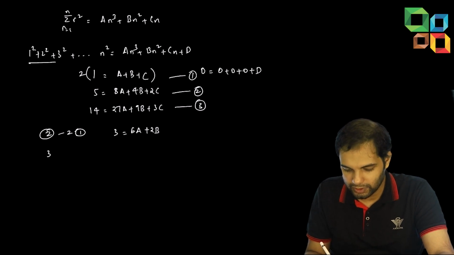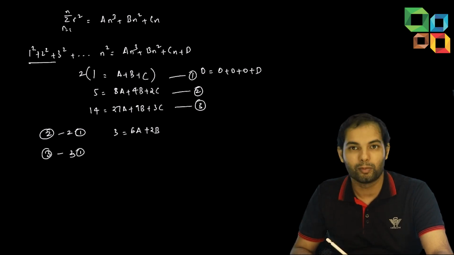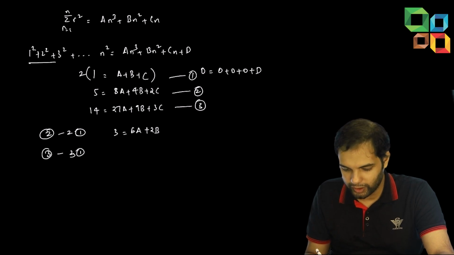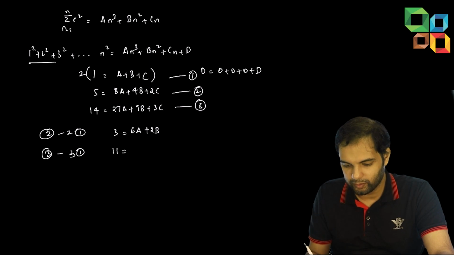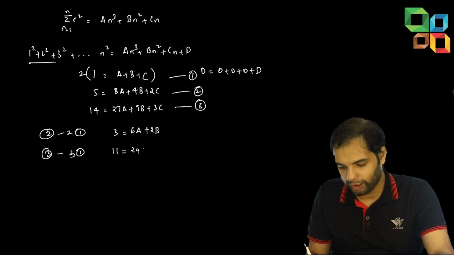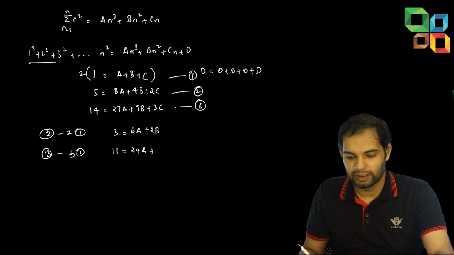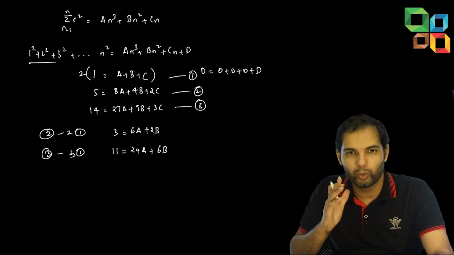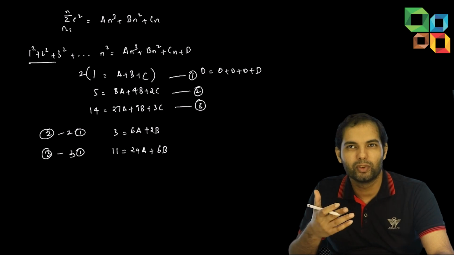Similarly, third, 3 minus, to cancel 3c, I need 3 times 1. So 3 times 1. So this is 14 minus 3, which is 11. 27a minus 3a, which is 24a. 9b minus 3b, which is 6b. Now we got 2 equations, 2 unknowns. We just simply solve them.